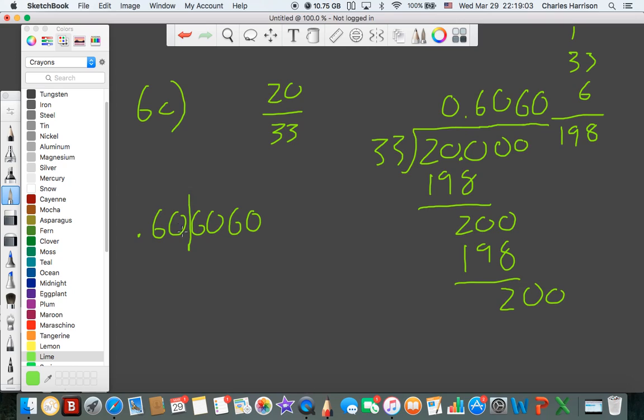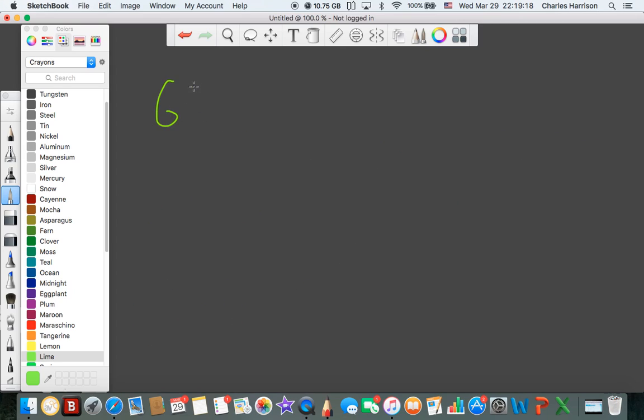And so we round to the nearest 100th place, which is right there. And we look at that, and that's bigger than 5. 5 or bigger. It's greater than or equal to 5. So the answer is 0.061, like so. All right, let's look at 6D.